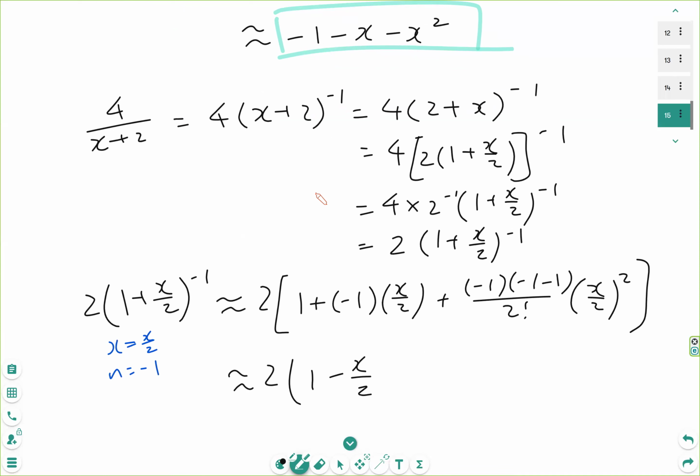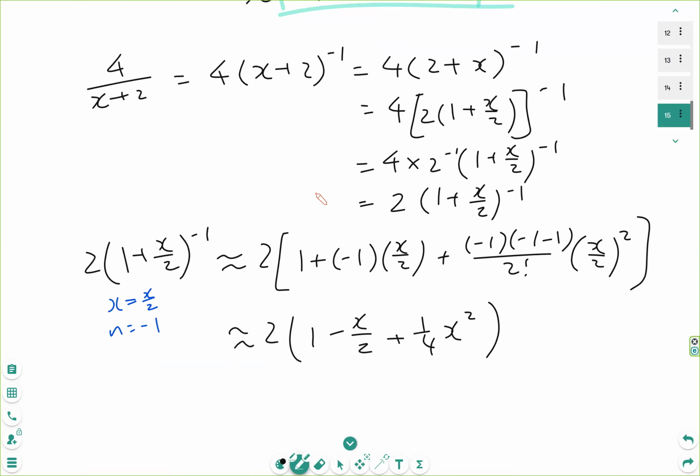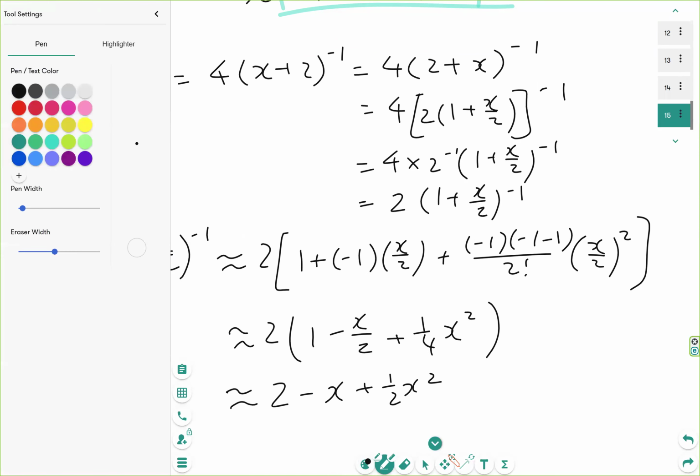Now, the key for this kind of question, binomial expansion, is not to rush and be very vigilant about each step, so you don't make any silly mistakes, because any mistake that you make in this chapter is normally just a silly mistake. So you want to totally avoid that. 1 over 2 squared is a quarter, plus a quarter x squared. If I multiply 2 in, you should get 2 minus x plus a half x squared.